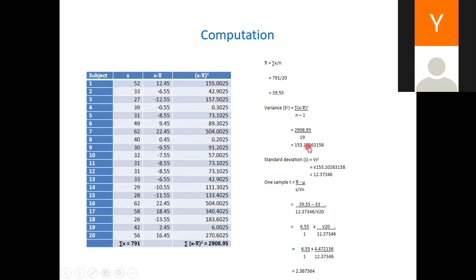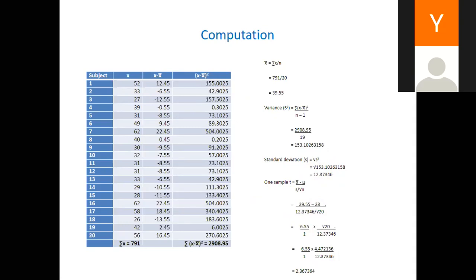This is the variance. Then the standard deviation: because you squared here, you want to go back to the original unit. You calculate the square root of the variance, it gives you this. This is standard deviation, 12.3734. So look at the formula for the T: the mean minus the mu, the mean from the population, over standard deviation over square root of 20, the sample size. When you do it, it gives you 2.367. So the T is 2.367.